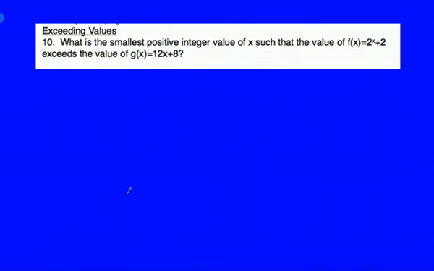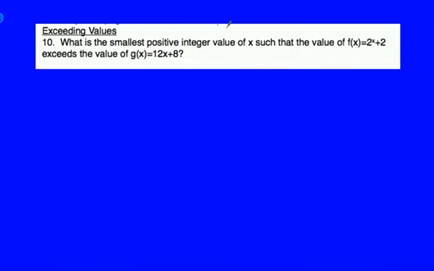Exceeding values. Number 10 says, what is the smallest positive integer value of x such that the value of f of x equals 2 to the x plus 2 exceeds the value of g of x equals 12x plus 8?